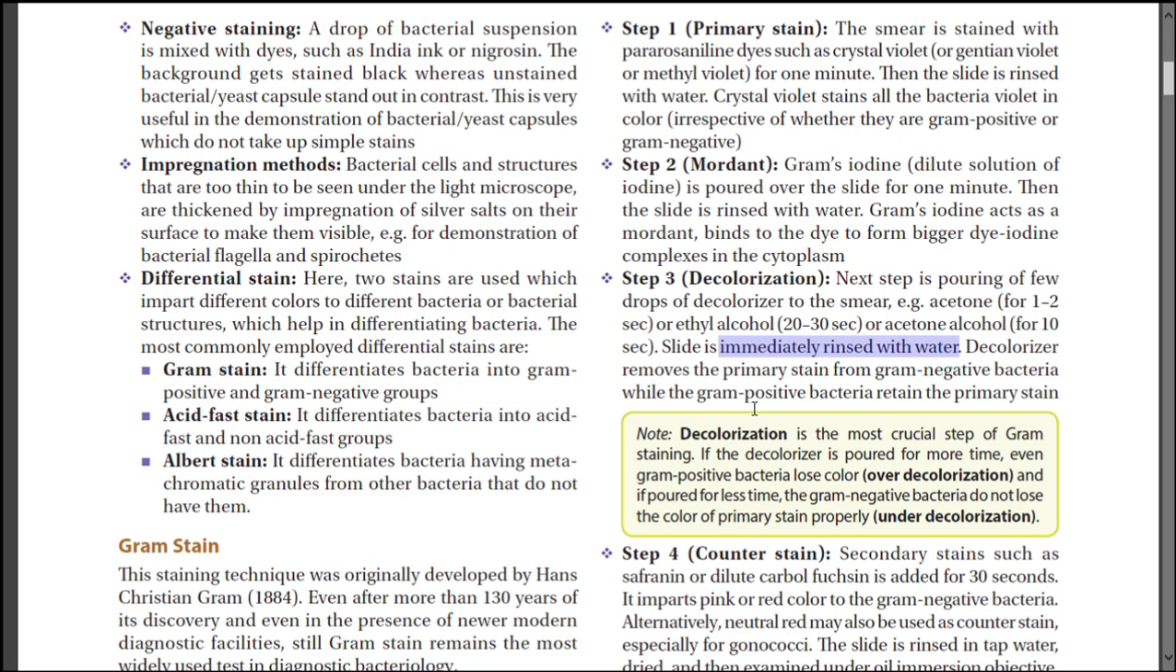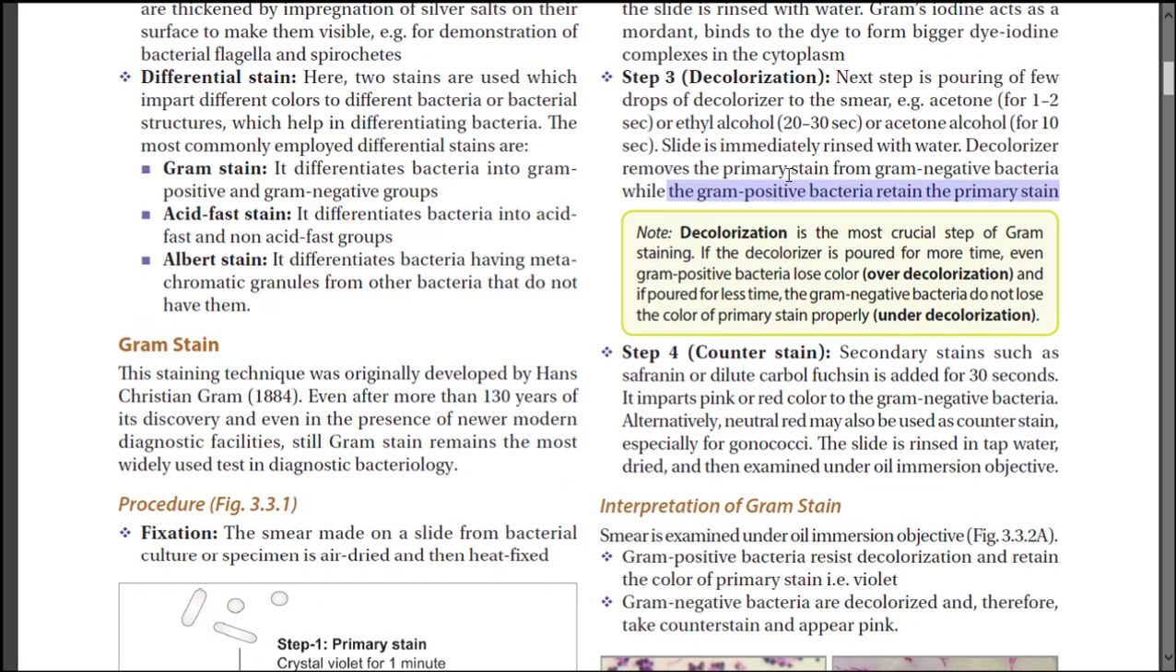So what is the function of decolorizer in this step? It removes the primary stain from gram negative bacteria, while the gram positive bacteria... This is very important. Decolorizer will remove the primary stain from gram negative bacteria. Gram negative bacteria take up the stain, but it can be removed by decolorizer. But gram positive bacteria does not allow the primary stain to be removed, and it will retain the primary stain. That is the principle behind gram staining.